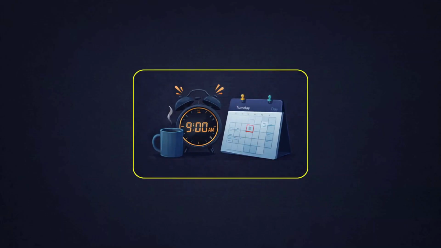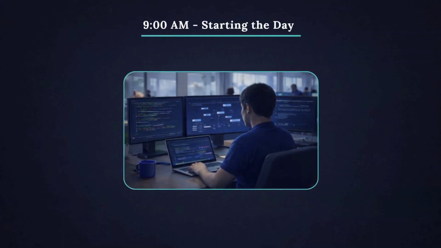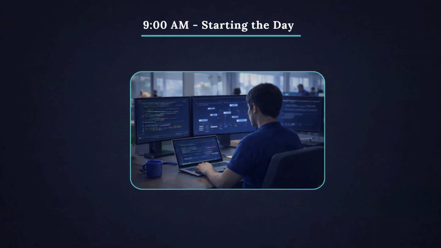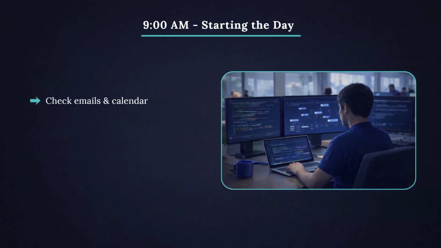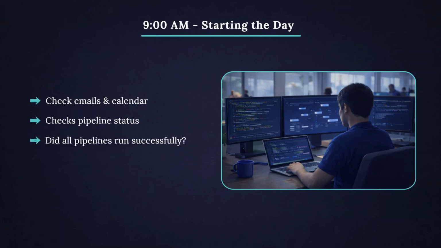It's around 9 a.m. and John starts his day by logging in. The first thing he checks is his emails and calendar to see if there are any urgent updates, incidents, or meetings planned. Next, he looks at the pipeline status. He wants to know, did all the pipelines run successfully? Did anything fail, get delayed, or produce incorrect data?